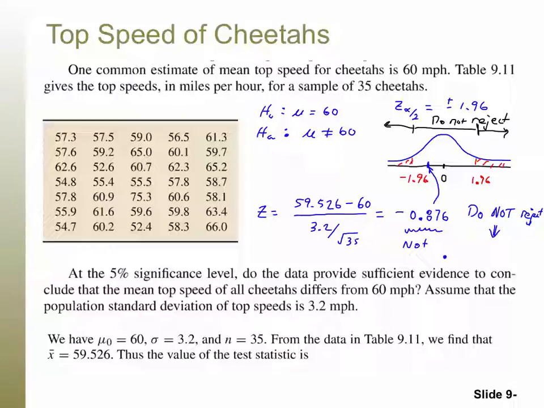Are we concluding that the mean speed of cheetahs is 60? We're not doing that. We can't do that. All we can say is maybe. Not enough evidence to rule it out. It's possible that they run 60 miles per hour. That's why it's called do not reject instead of accept. So not enough evidence to say cheetahs don't run 60 miles per hour on average. Questions on this example?